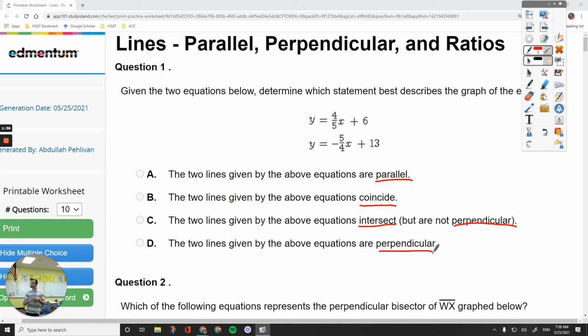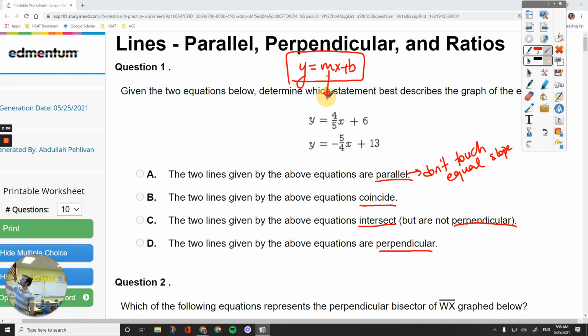Now let's see if the lines don't touch each other. That means they don't touch at all, and for this, the slopes must be equal. The slope of the first line should be equal to the slope of the second line. Let's see if that's the case. Both of these equations are in the form y equals mx plus b, which is the slope intercept form. In here, that number gives me the slope. So let's see if that number is the same for both equations.